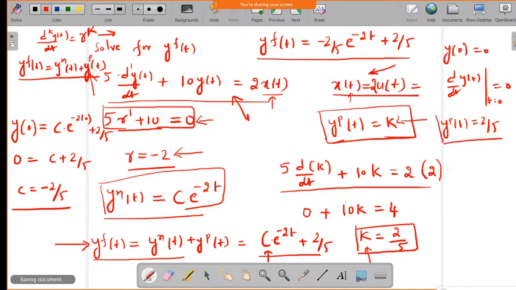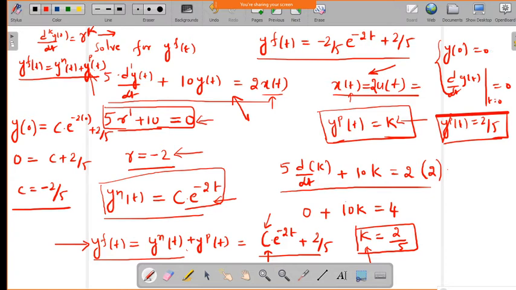Now we have got the two solutions, that is, the particular integral as well as the natural response. If you combine those two, you will get the forced response, y_f of t, which is nothing but y_n of t plus y_p of t. This is the solution for the forced response, but we need to find the value of c. In order to find c, you need to assume the initial conditions are 0. Whatever initial conditions you take, all should be 0.